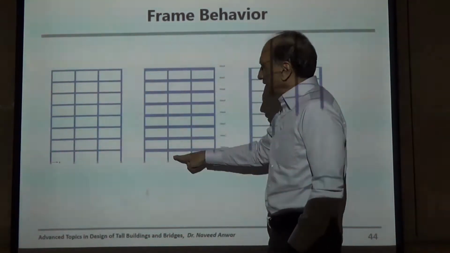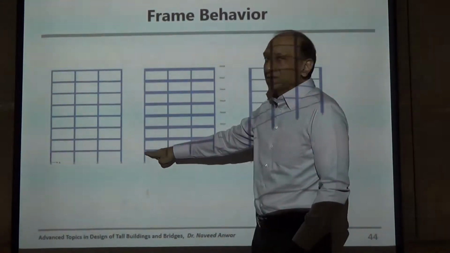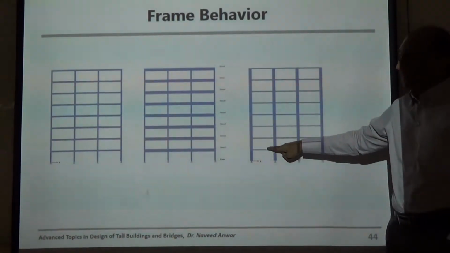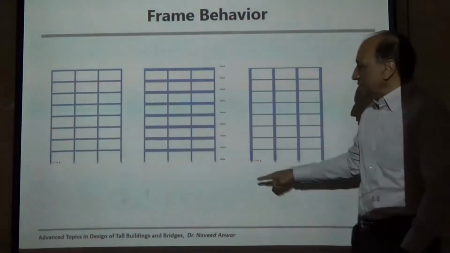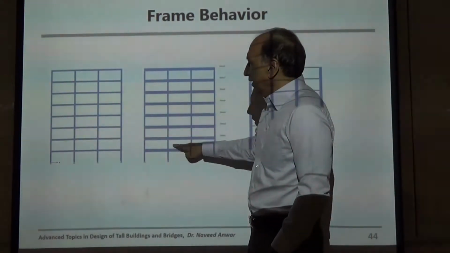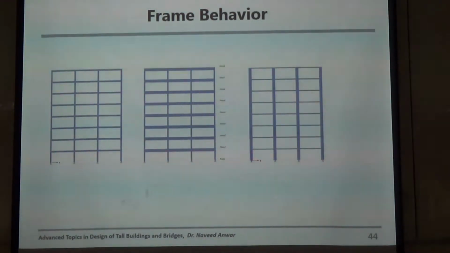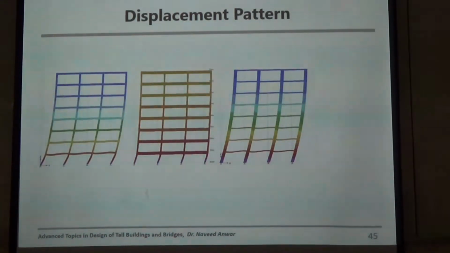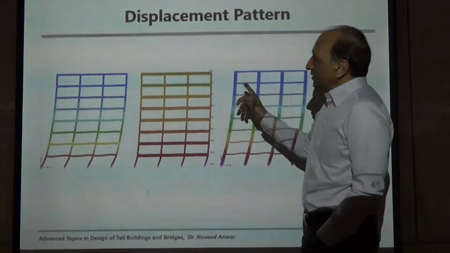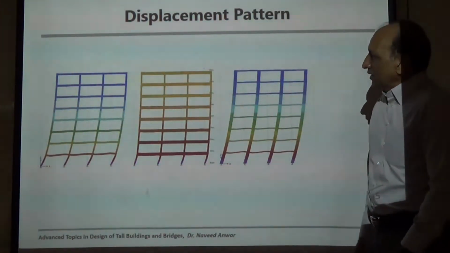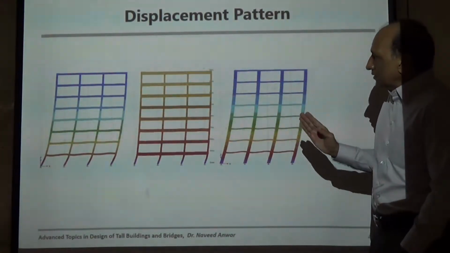In the second example, the beam is very deep, much bigger than the column. And in the third example, the column is much bigger than the beam. That means in this case, it's like a flat slab. And in this case, it's like a very heavy floor, and here it's a normal one. So when you change these dimensions of the beam and column, the behavior of the frame is affected by that. So you can see from here that the deflection is now different, and the pattern is different for each one of these frames.